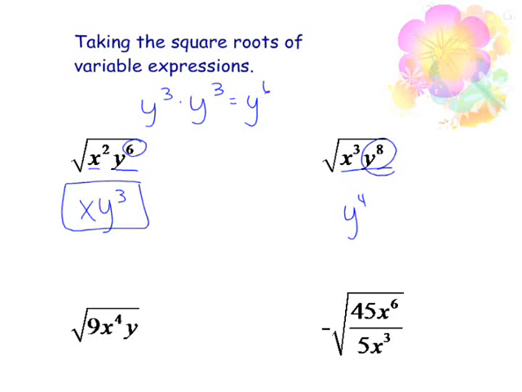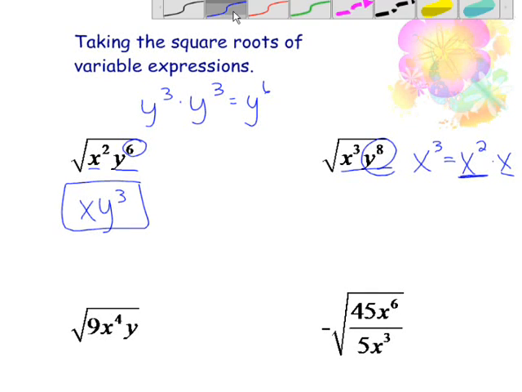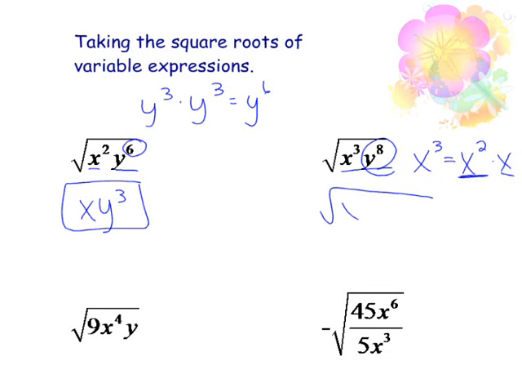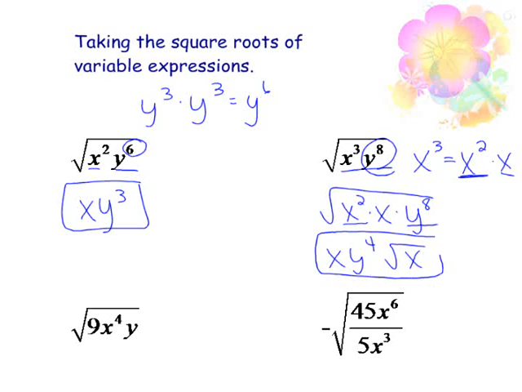But when you have x cubed, you need to break that up. X cubed is equal to, and you look at the next even number down from 3, which would be 2. So that's going to be x squared times x. What that does is break it up into a perfect square times something that's not a perfect square. So this would be x squared times x times y to the 8th. Now we have our perfect squares. The square root of x squared is x. The square root of y to the 8th is y to the 4th. And we leave the square root of x inside.